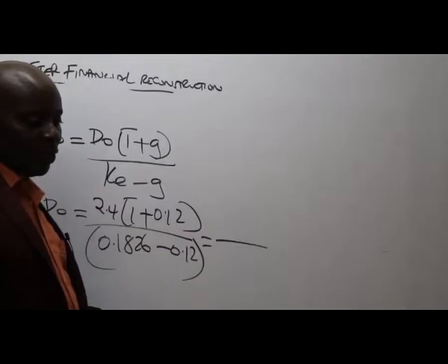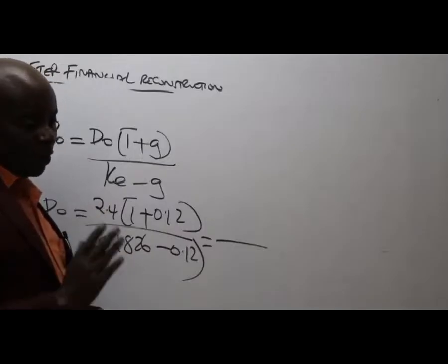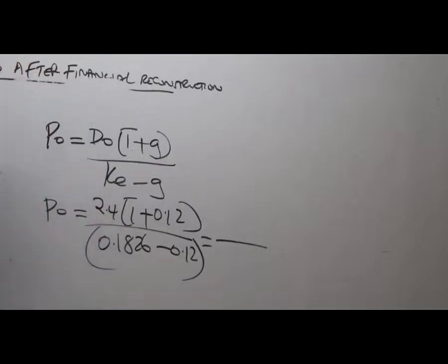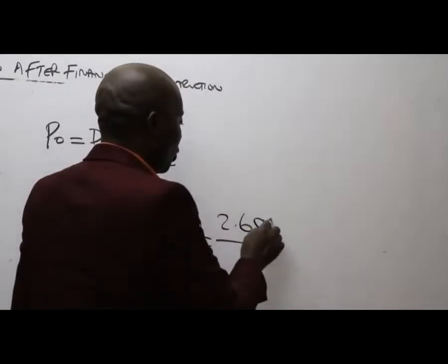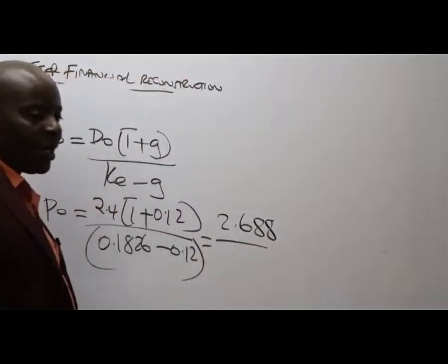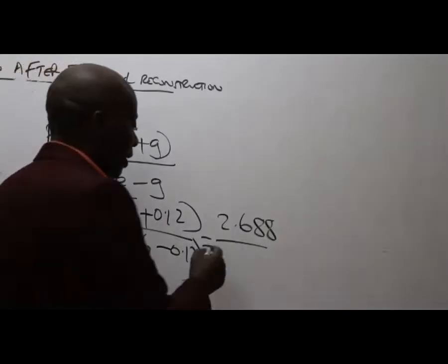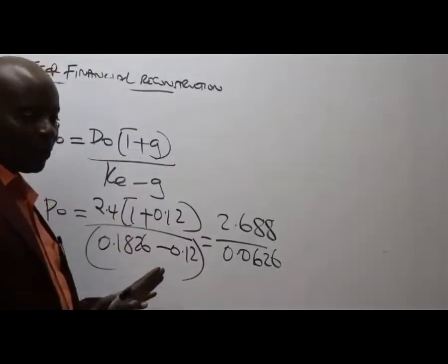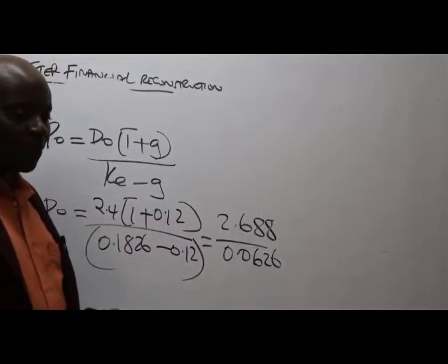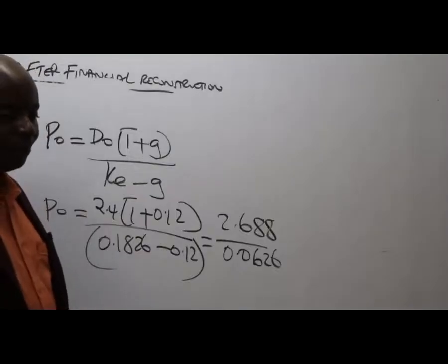Please go ahead and give us the numerator alone. Somebody is telling me it is 2.688. 2.688 divided by the denominator. Denominator is 0.1826 minus 0.12, which is 0.0626. So all of us, let's have this in terms of the same decimal places. So when you divide, give us the quotient, what are you able to get there?